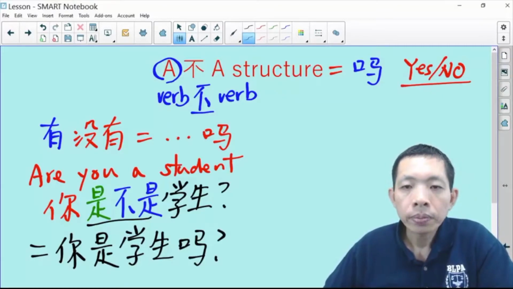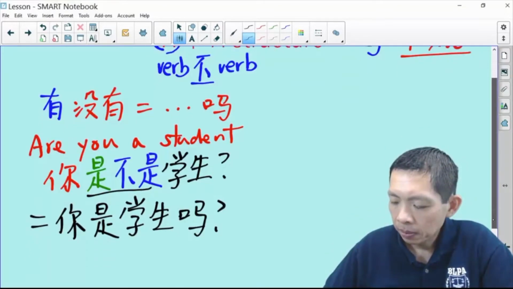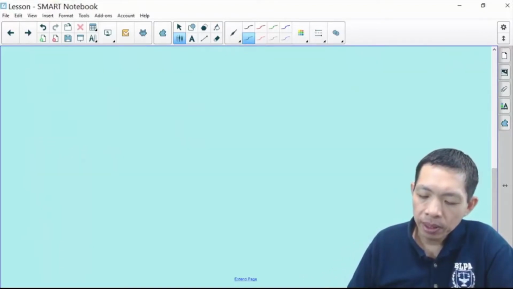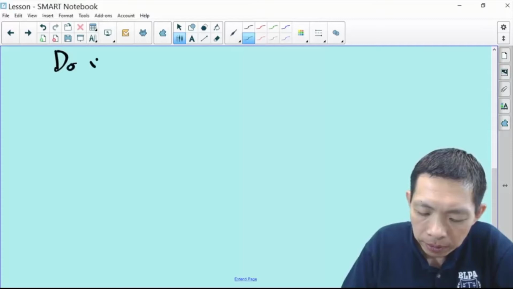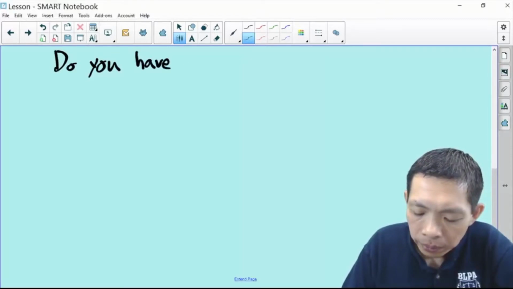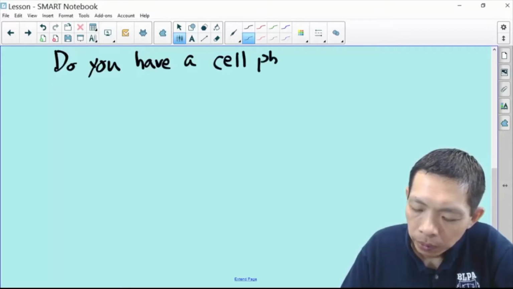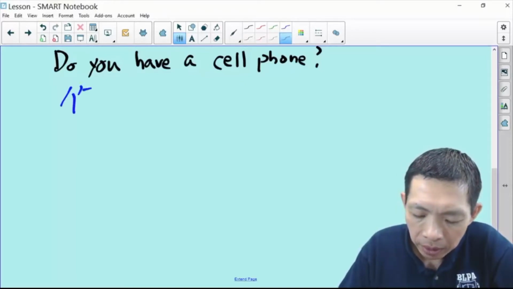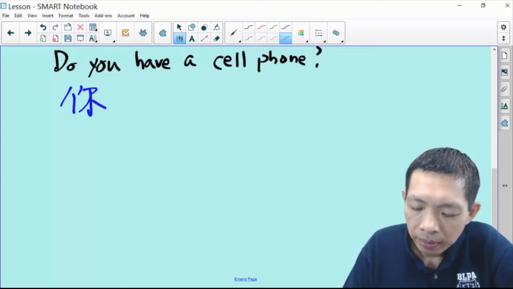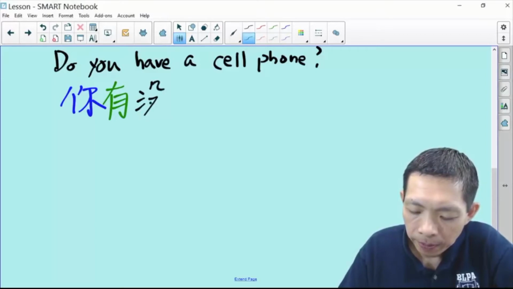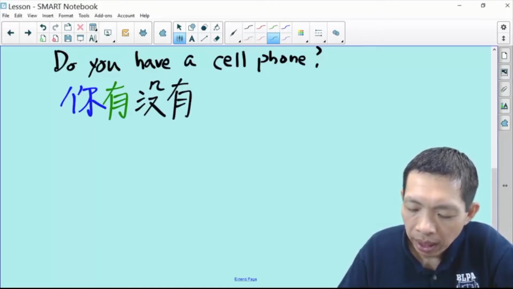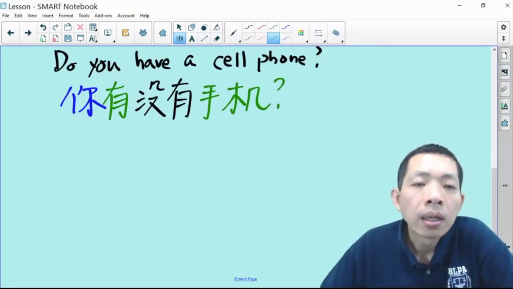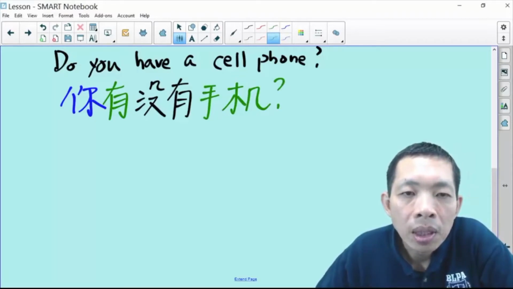Okay, so let's look at the second sentence. If you want to say, do you have a cell phone? So what's the subject? 你, right? The verb is what? 有. And negative is 没有. 你有没有? And then do you or not have what? 手机. And then your sentence ends here. 你有没有手机? Okay.